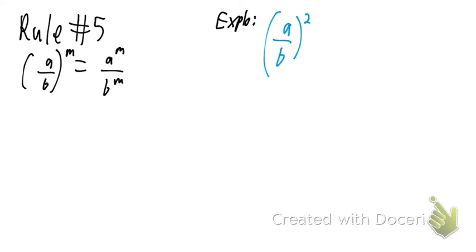All right, what's it mean to square something? You're multiplying it by itself. There's 2 of that thing multiplying together. So right now, in this case, we have 2 of what multiplying together? 2 of a over b, the entire thing. So it's really a over b times a over b.